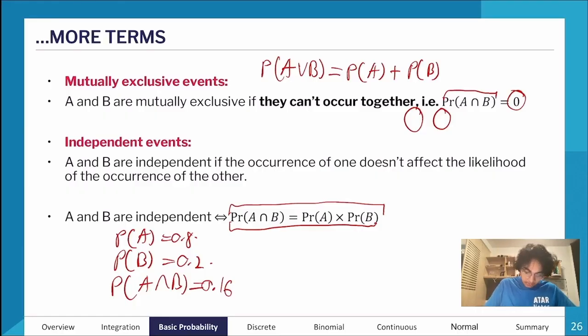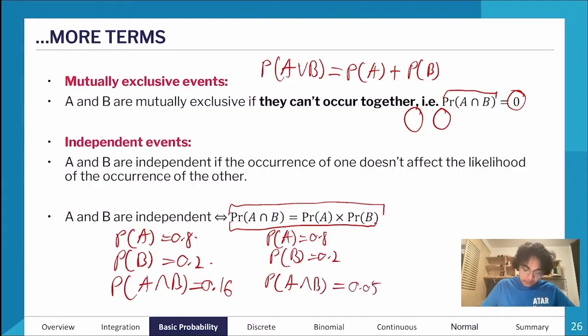But sometimes you can have a case where A is 0.8 again, B is also 0.2, but their intersection might be like 0.05. Obviously, in this case, when you multiply 0.8 by 0.2, you don't get 0.05. So in the second case here, they are dependent events. Okay, cool.